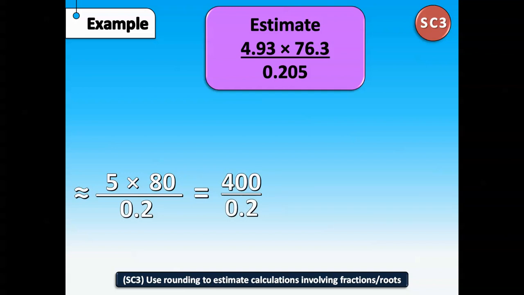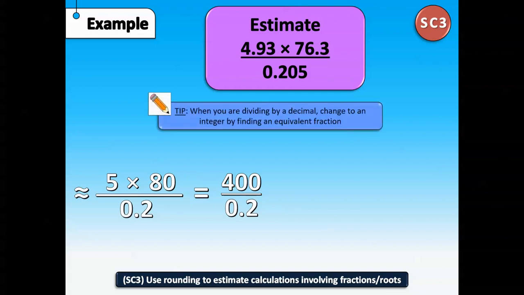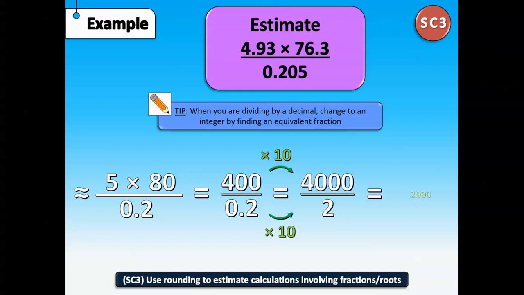Now the way to divide that by 0.2 is if we times both numbers by 10, that gets rid of the decimal on the bottom. So instead, we can do 4,000 divided by 2. Make sure you times both numbers by 10. And 4,000 divided by 2 is 2,000. So our estimated answer is 2,000.